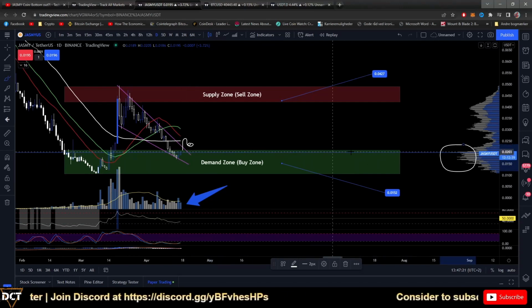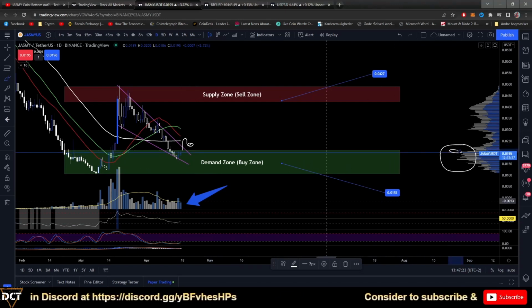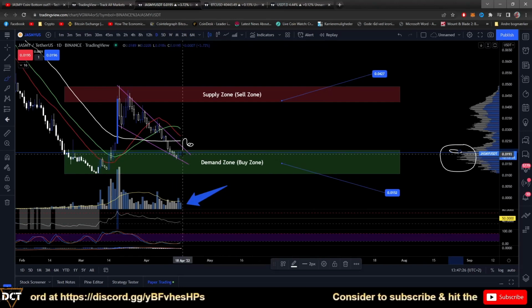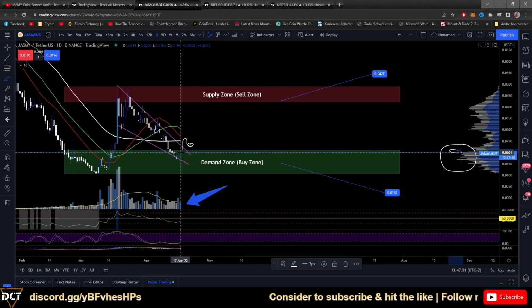But at the moment, since we are below, you guys can see we're below right over here. This is also resistance. So we have to go above the VPVR level, right? That just means there's a lot of sellers and buyers at these levels.